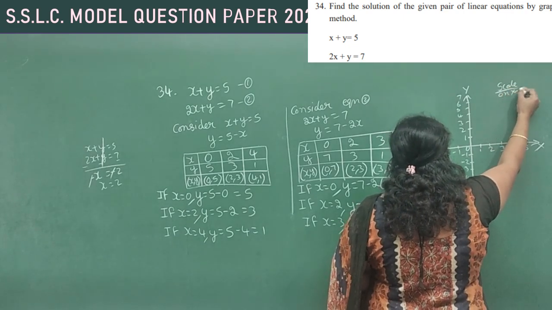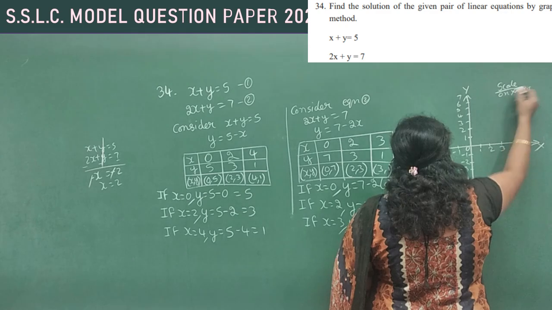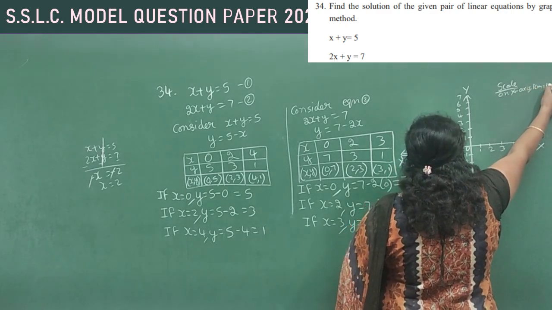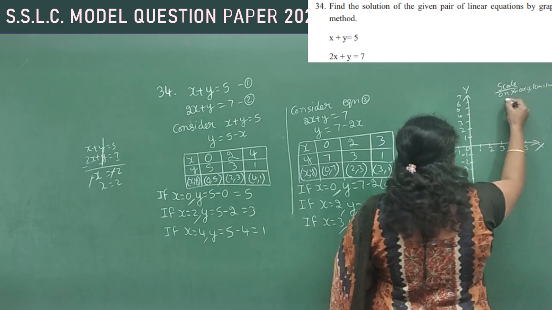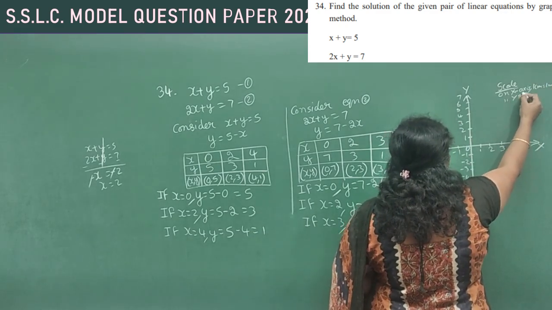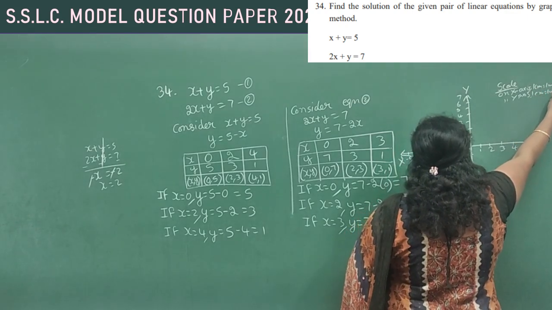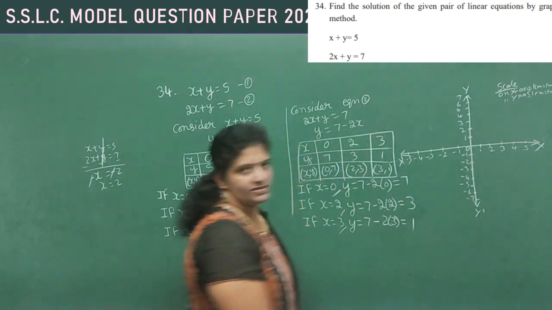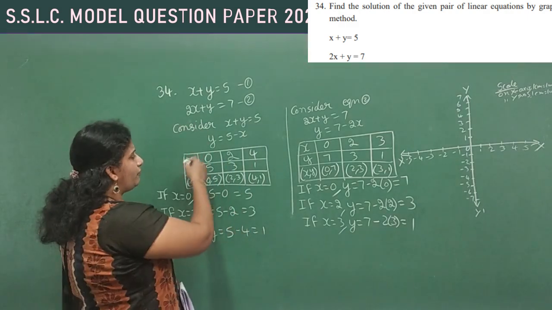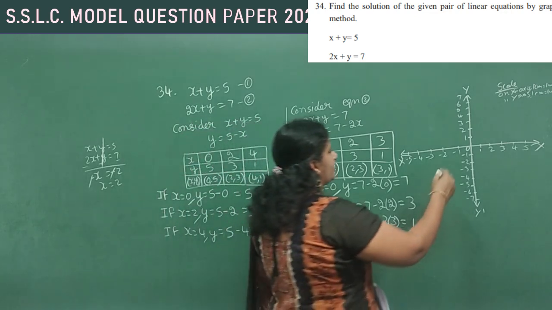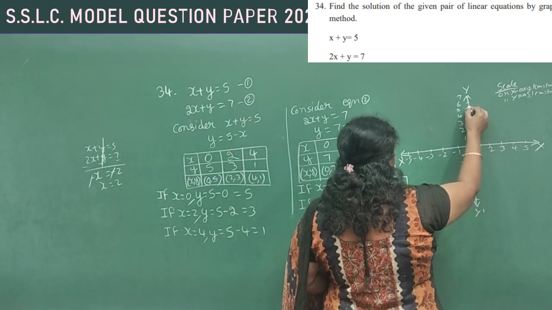On x-axis, 1 centimeter is equal to 1 unit. Similarly, on y-axis, in the same manner, 1 centimeter is equal to 1 unit. Compulsory this one. Now start plotting. 0, 5 is the first coordinate. 0, 5 here.